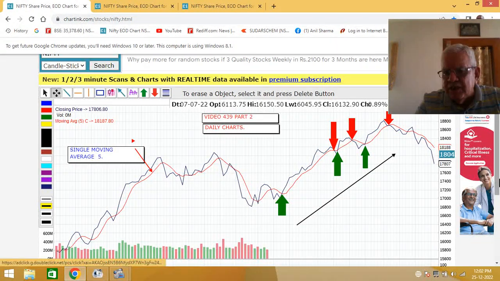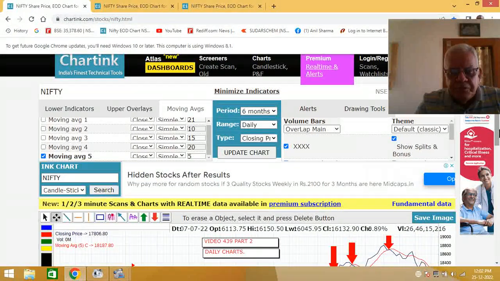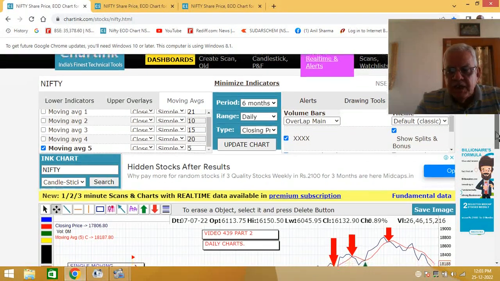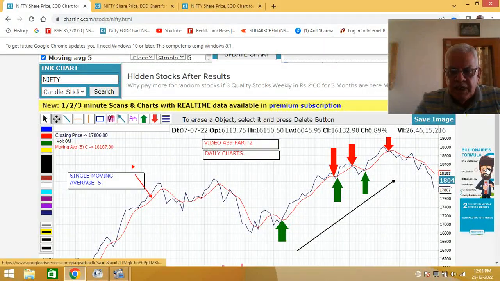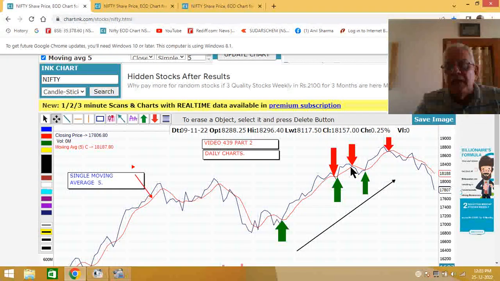And this I have taken on charting.com, which is a free website of the National Stock Exchange. You can take it on TradingView or whatever software you have. Fine. I have taken it for the purpose of explaining on charting.com, which I have been using for a very long time. So, uptrend, lower cross you buy, upper cross you sell.